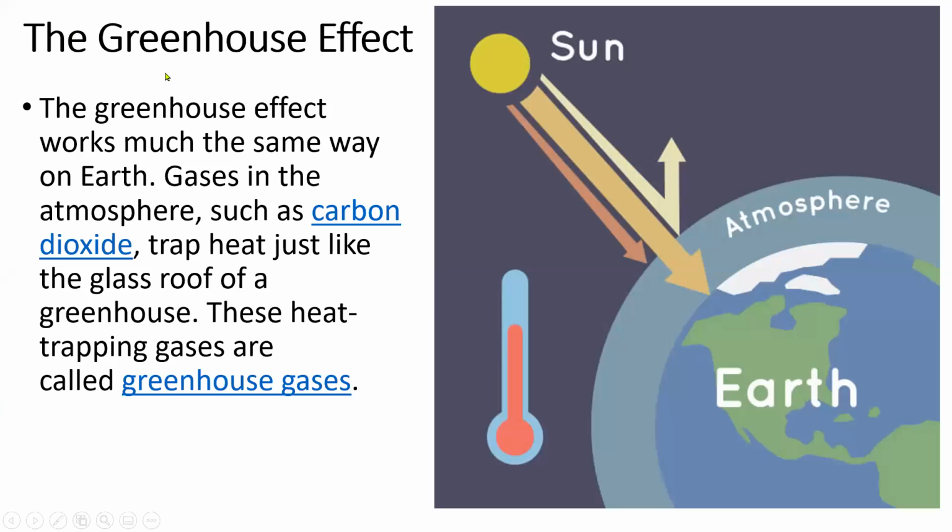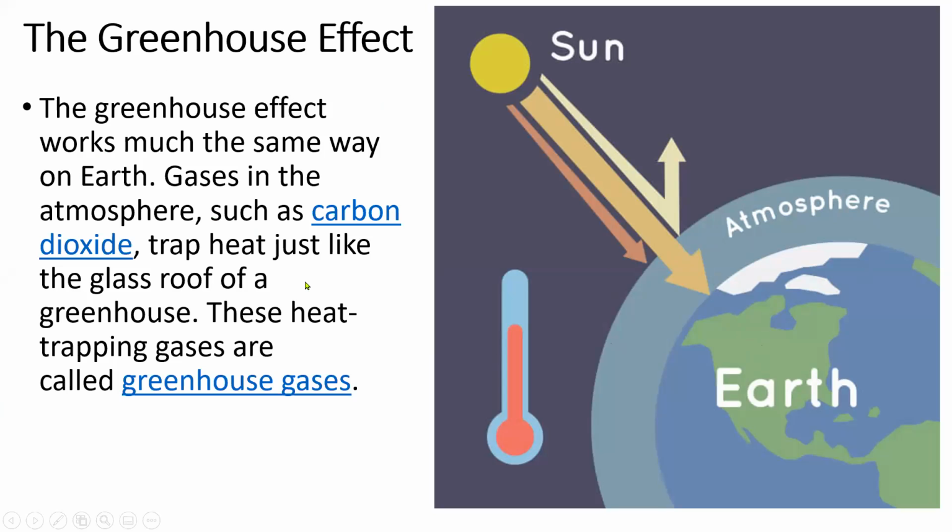So here's an image visualizing the greenhouse effect here with our planet. Our planet Earth has a protected atmosphere. That atmosphere is made up of many different types of gases. The sun penetrates the atmosphere, so heat penetrates the atmosphere, warms our planet, and many of the gases trap the heat and don't allow it to escape.